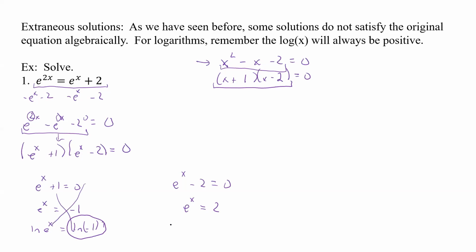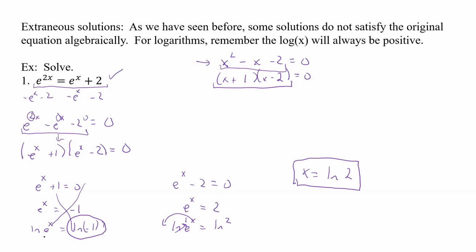Now this side though, ln of e to the x equals ln of 2. Well, now x comes down here. ln of e is 1, so we have x equals ln of 2. And that then is our solution to our original equation. Okay, and that's the only one that's going to work.